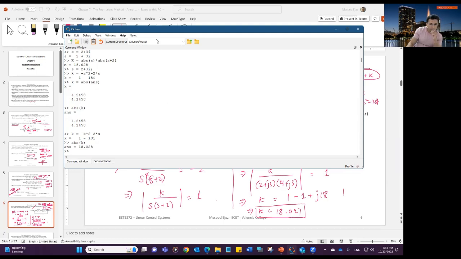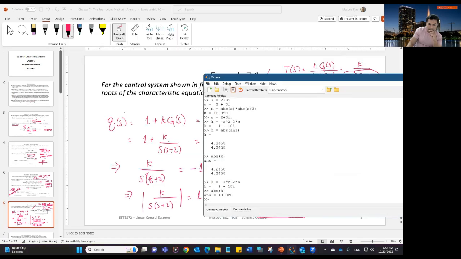18.028. What is not giving us the correct answer? Check if those are the roots. So if I put k as 18.028, let me do it again. Roots. We have s square plus 2s plus k.